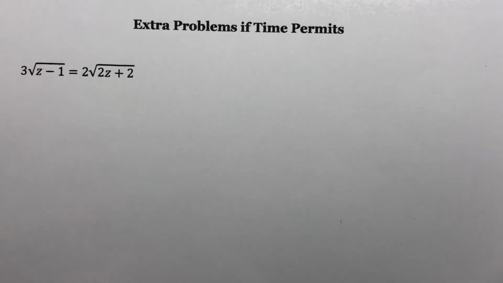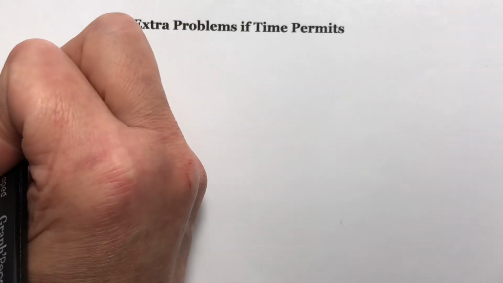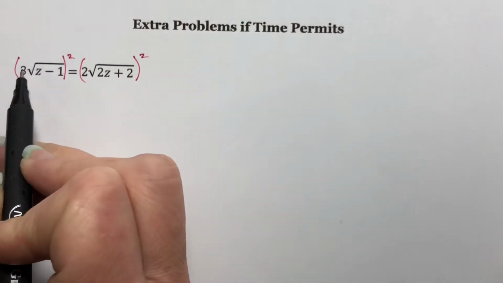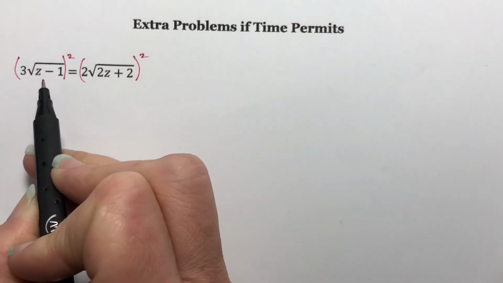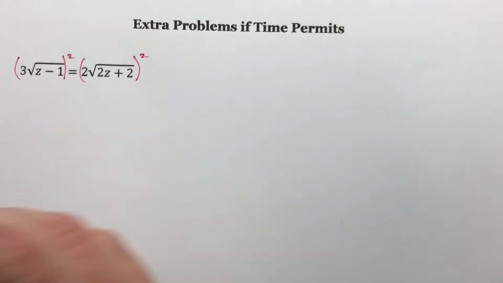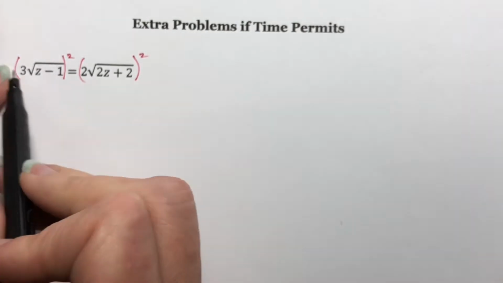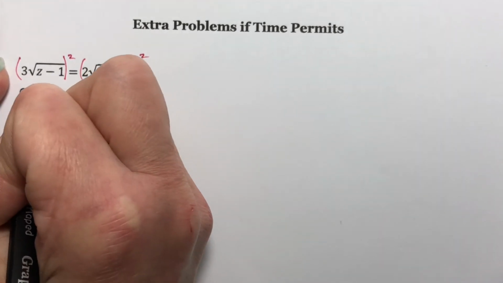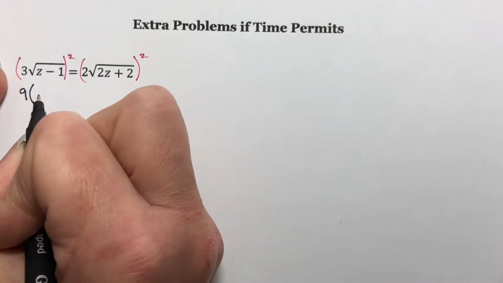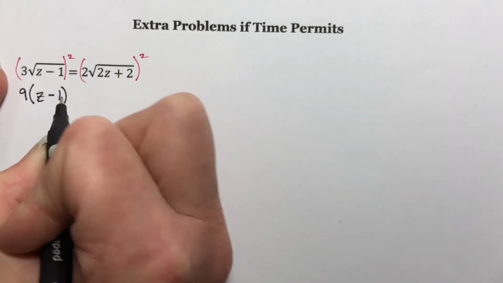So since I have a radical term by itself, meaning it's allowed to have a multiplier in front, I can go ahead and square both sides. What I do have to remember is that this squares the 3 and it squares the square root individually. It squares the 2 and then squares the square root individually. So what I mean by that is that 3 squared is 9, and then I have to multiply that by this squared, which means it's just going to be the z minus 1.